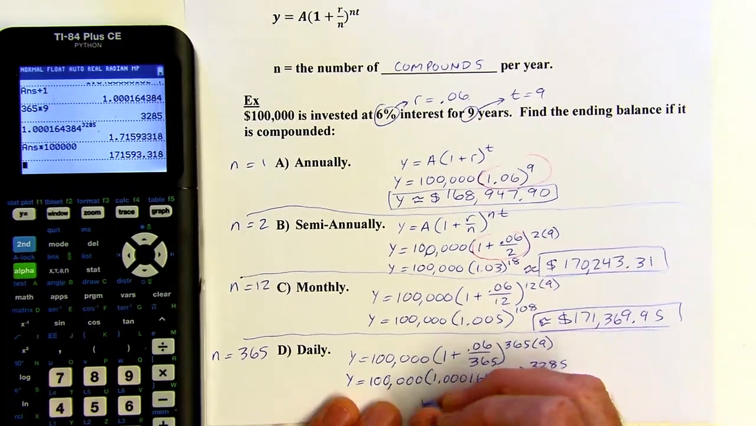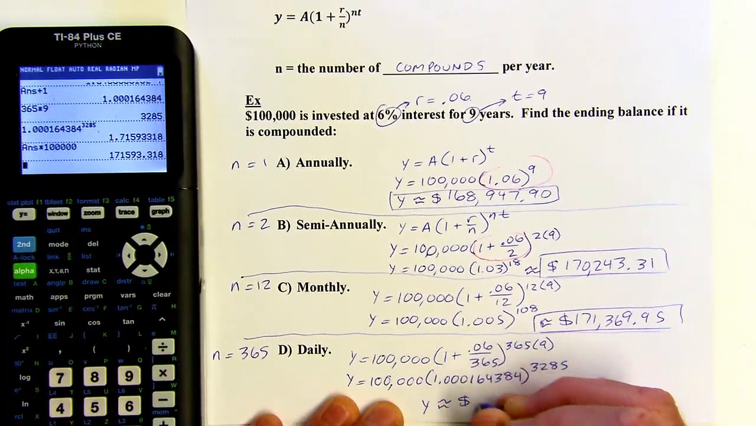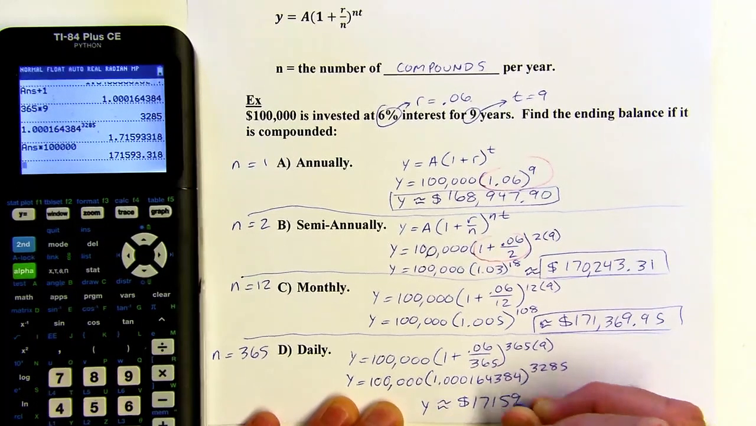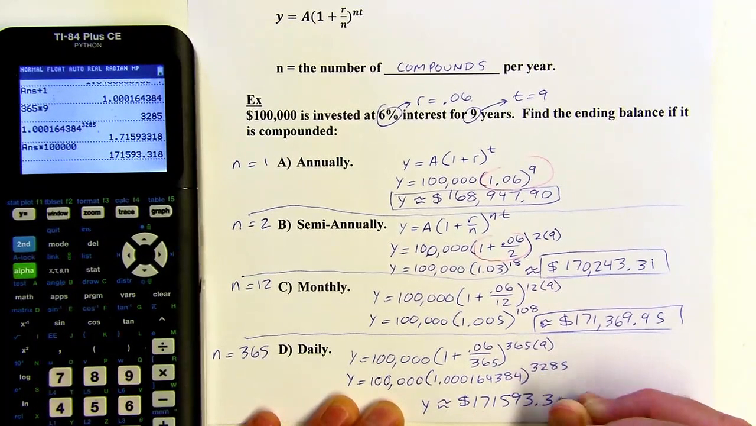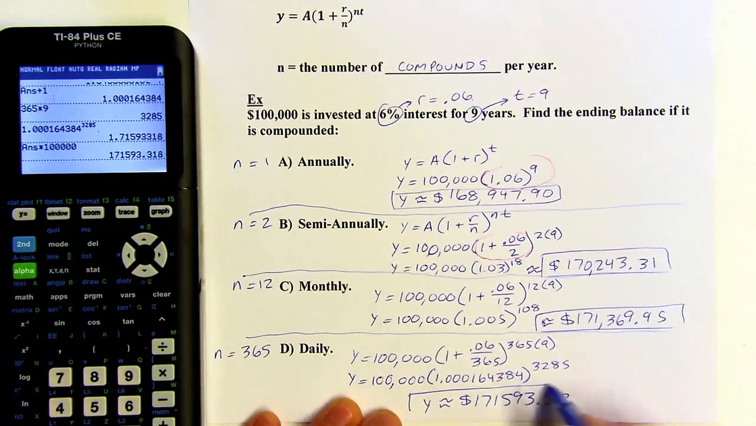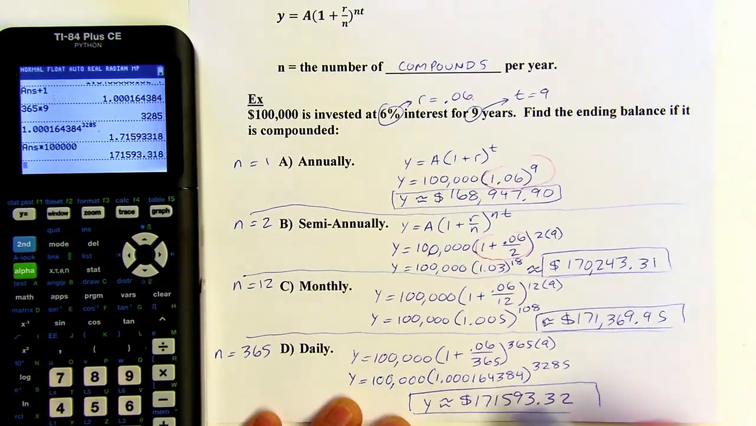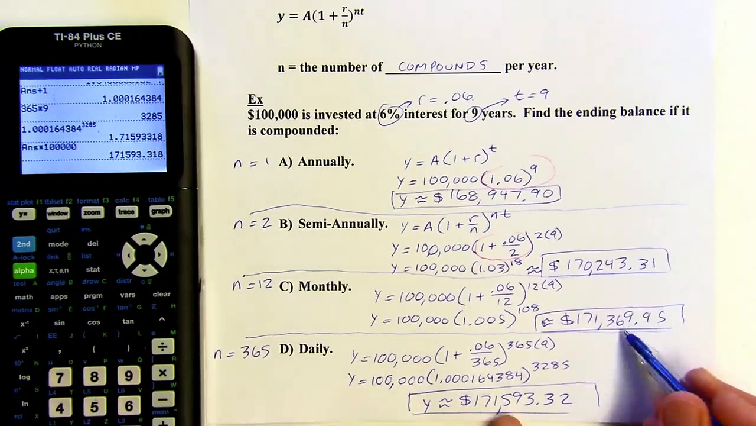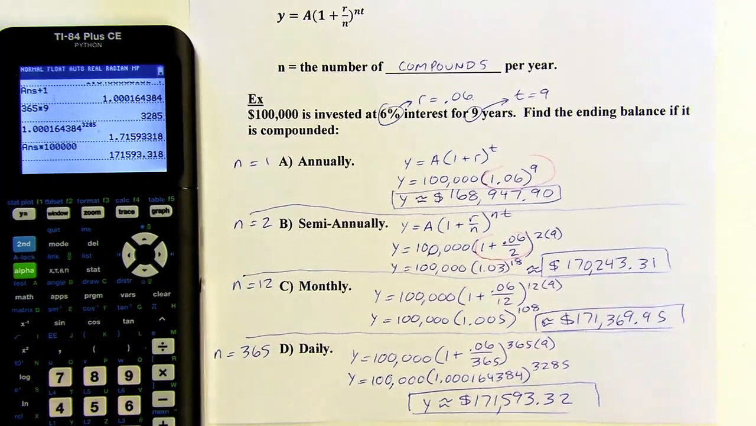And on this one, got that much rounded to the nearest cent, and if you check that, we do have more money, right? A couple hundred extra dollars and some change.